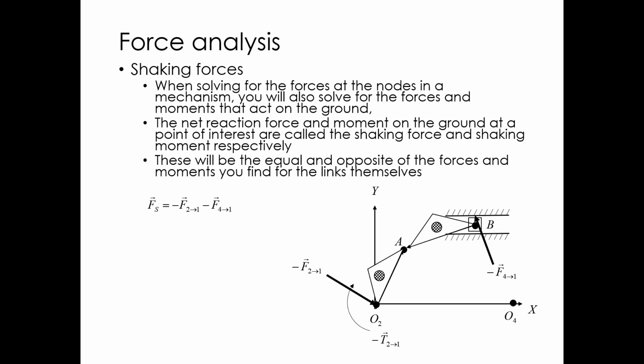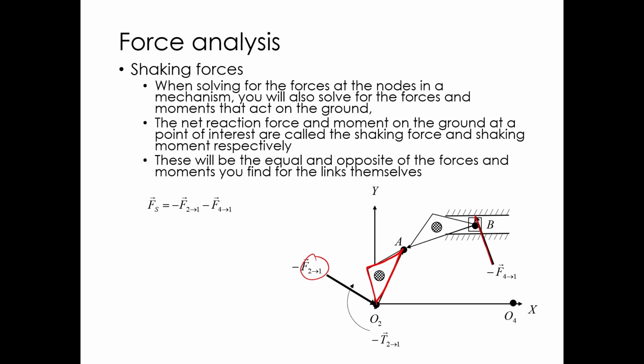So when we did the force analysis for this, when we looked at the free body diagram for the crank, we had this force F21 that was the force from the ground onto the crank. So the shaking force of that would be the equal and opposite. So it would be the force from the crank onto the ground, which would be the engine block.